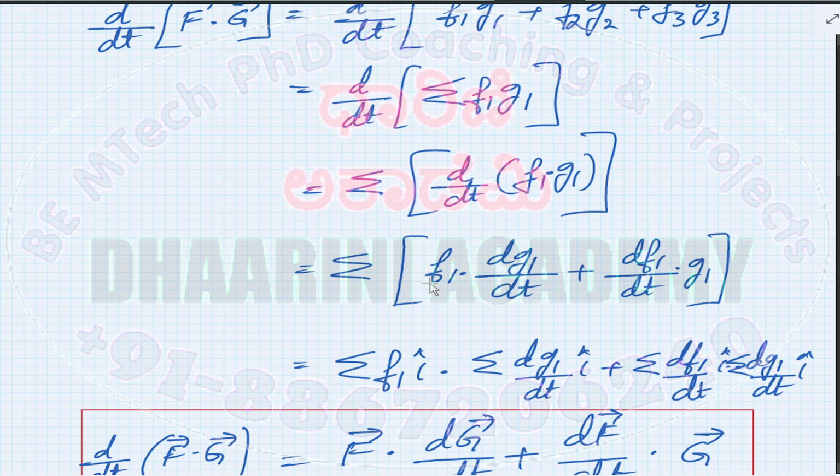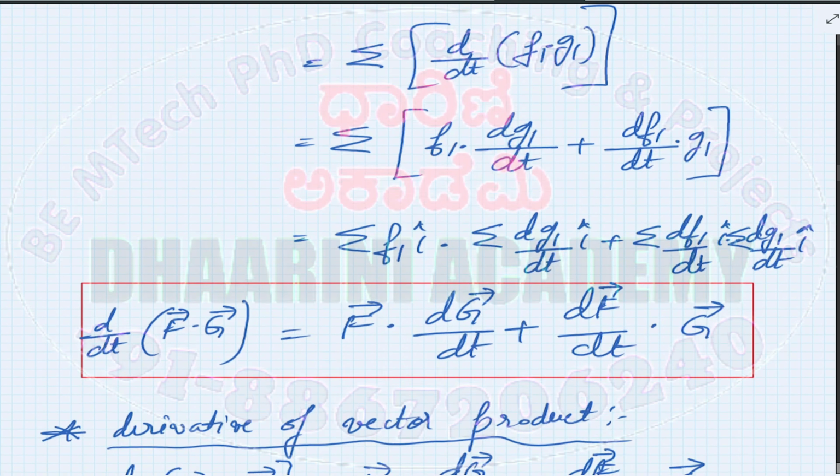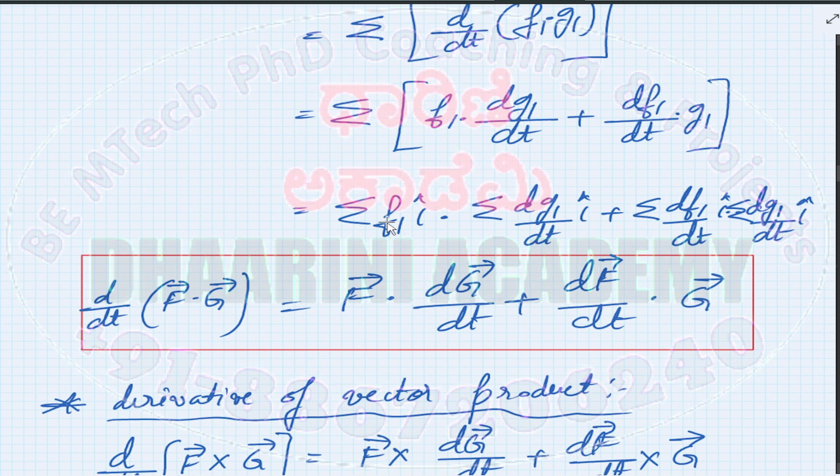Summation, so it's like f1 into dg1 by dt plus df1 by dt into g1. Now the summation I'll bring inside. Summation goes into the product as different values. So summation f1 into i, because f1 has a component i and dg1 also has a component i. So summation dg1 by dt into i. Same thing is applicable for the second term, and you write this. Now summation of f_i is what? f_i is f1 into i, f2 into j plus f3 into k, which is capital F.